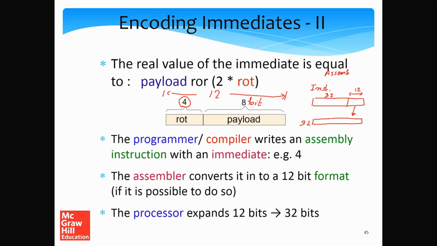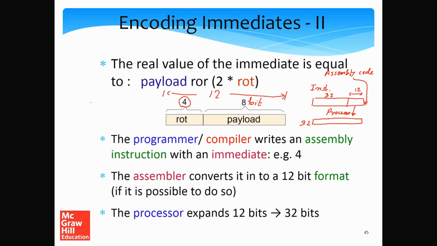consider this as assembly code. When I specify an immediate, the assembler would try to encode it into this 12-bit form, if it is possible. We'll discuss this later. Subsequently, once this has been encoded in 12 bits, when it actually executes, the processor will take these 12 bits out and expand them into a 32-bit quantity. The way the processor does it is as follows. It will take the 8-bit payload and rotate it by a number which is 2 times ROT.